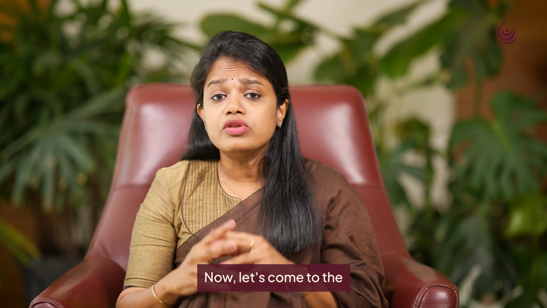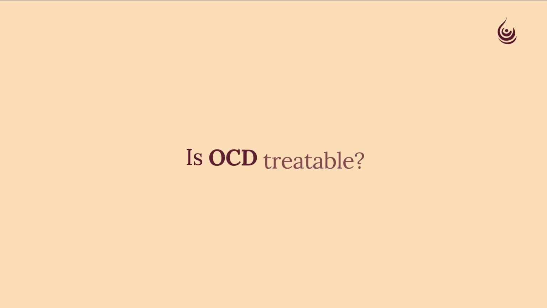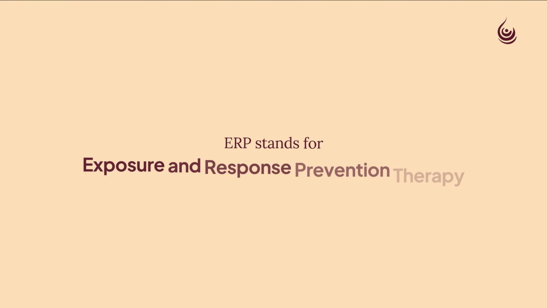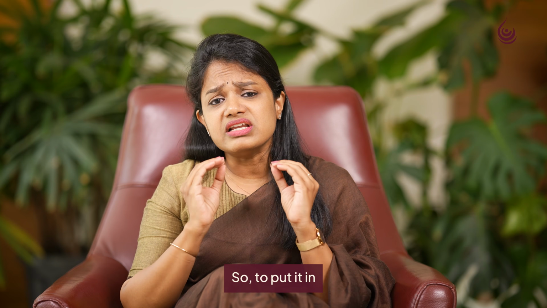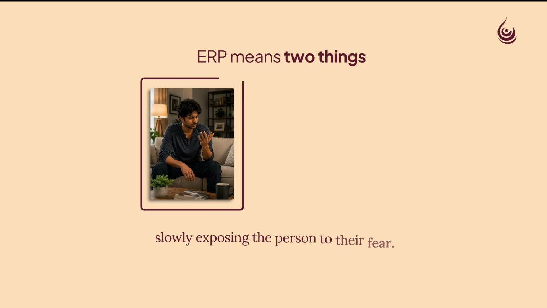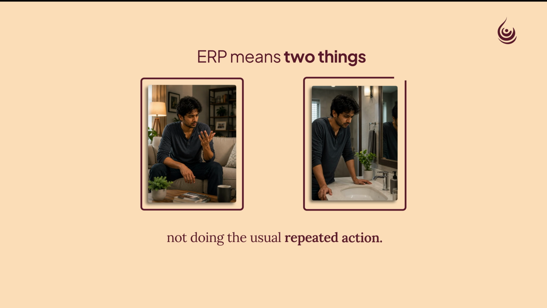Now, let's come to the most important part. A lot of people think, is OCD treatable or not? One of the most effective psychological treatments for OCD is called ERP. ERP stands for Exposure and Response Prevention Therapy. So, to put it in a very simple way, ERP means two things. One, slowly exposing the person to their fear. Second, not doing the usual repeated action.